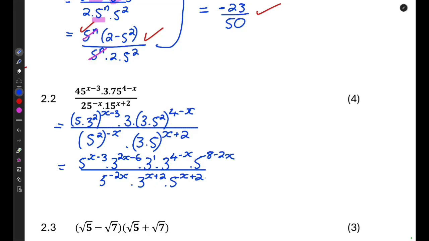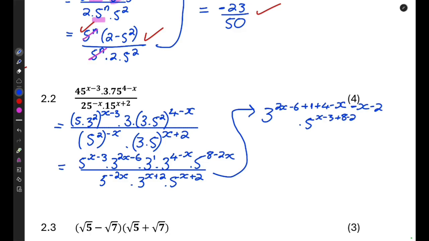Now I can make a big 3 and a big 5. I am just going to do it here on the side. So 3 to the power, and I'm just going to check. I am going to add the 2x minus 6 plus 1 plus 4 minus x, and then at the bottom, I can say there's a minus x minus 2. Okay, guys, now you would have much more space than I would, so I'm just going to do the 5 there, but just remember it's actually on the side next to that minus 2. But in this case, 5 to the power x minus 3, and then plus 8 minus 2x. At the bottom, there is a minus 2x, so that would become minus 2x, which is a plus, and then minus x minus 2. Okay, let's simplify.